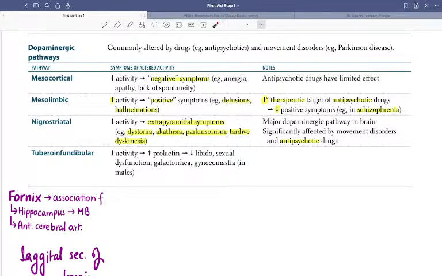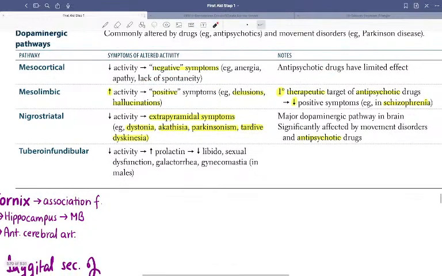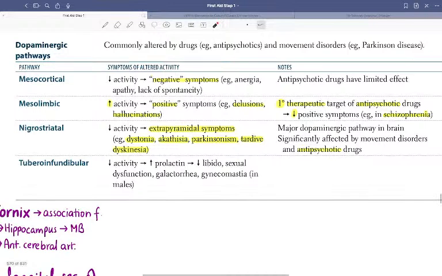Now, most important, the tuberoinfundibular pathway you can forget, but these three are very important. Your antipsychotic drugs have very limited effect in case of mesocortical, the negative symptoms. But the primary target of all the antipsychotic drugs is to decrease the positive symptoms of schizophrenia. Obviously this is major, not only for antipsychotics but also movement disorders. Now you will go back to that particular table that we had.